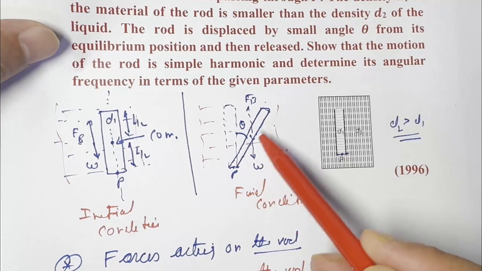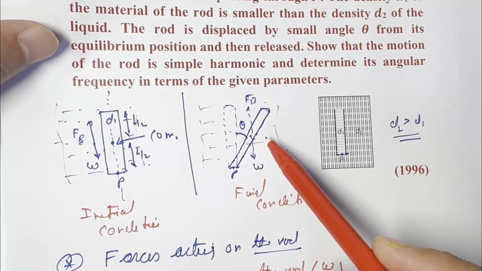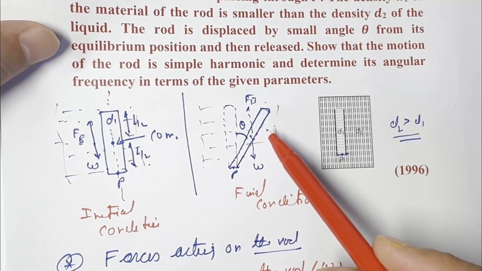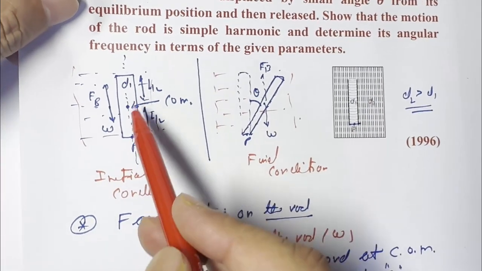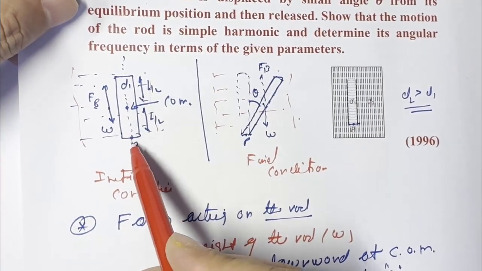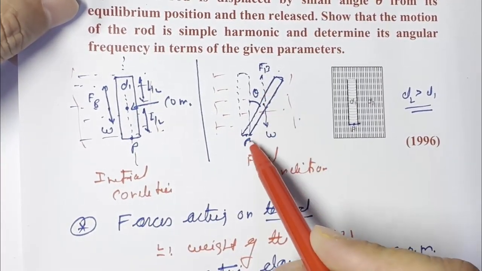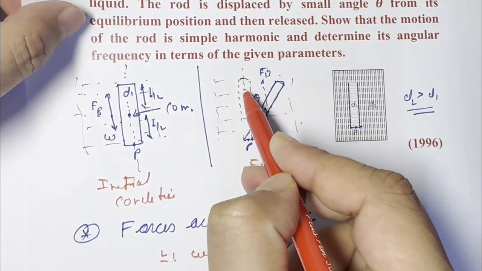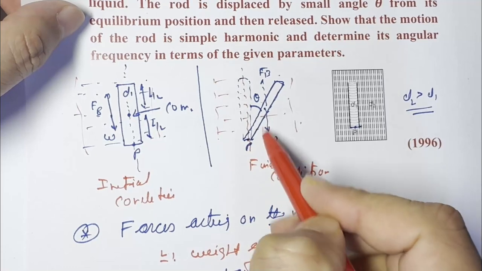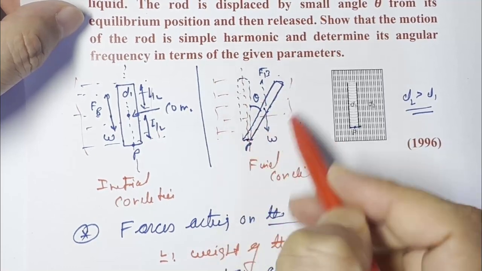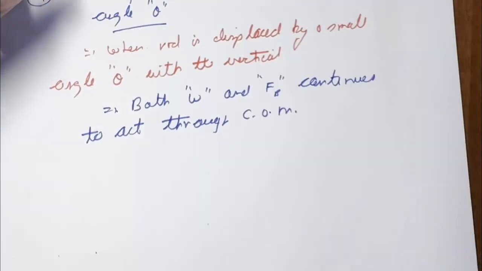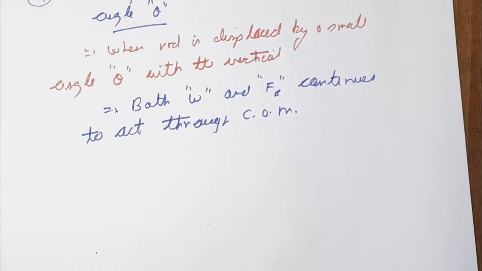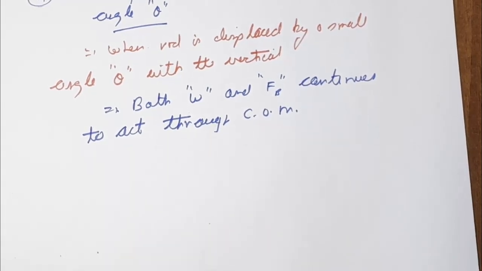Because now the rod is tilted, the forces no longer act along the line. Previously they were acting along this line P. Now they are no longer acting along the line P, along the vertical axis. So as they are no longer acting along this line, there will be a torque as the resulting effect of the shifting of the rod with respect to the vertical.